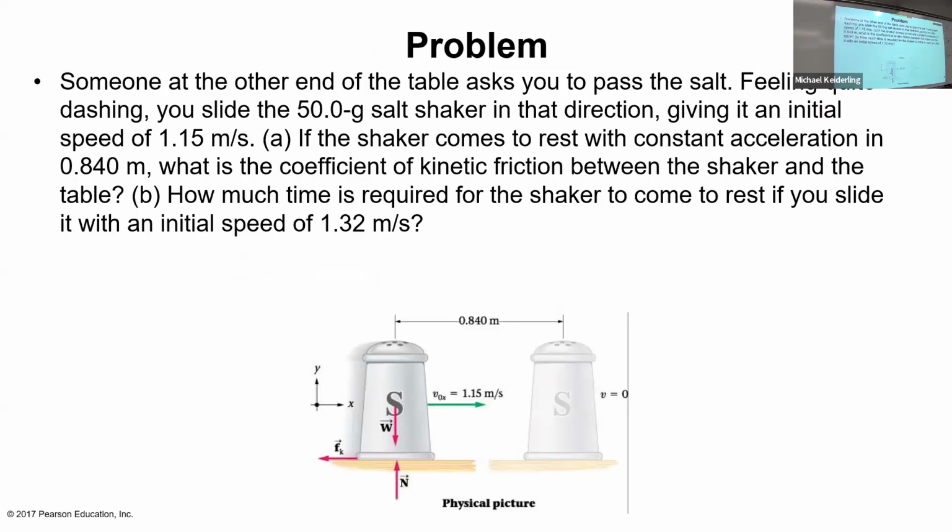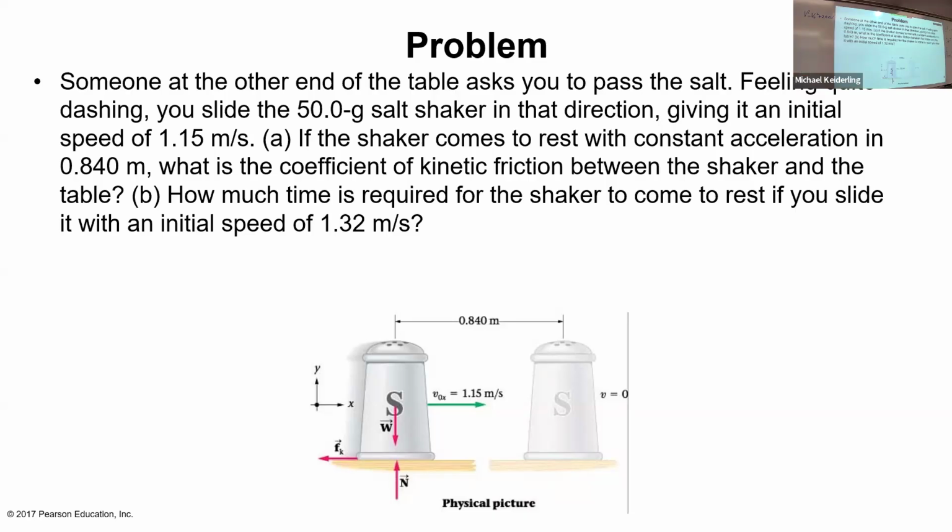So here, someone at the other end of the table asks you to pass the salt and, feeling quite dashing, you slide the 50-gram salt shaker in that direction, giving it an initial speed of 1.15 meters per second. If the shaker comes to rest with constant acceleration in 0.840 meters, what is the coefficient of kinetic friction between the shaker and the table? The useful equation here that you might need is that velocity squared is initial velocity squared plus 2 times acceleration times delta x.